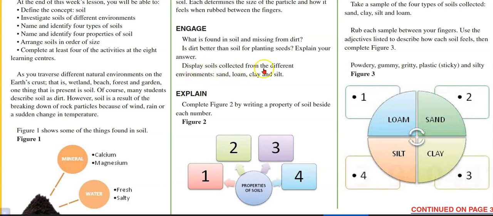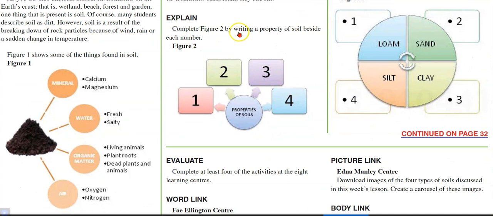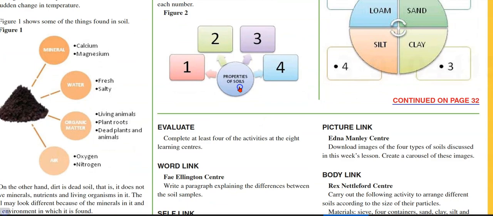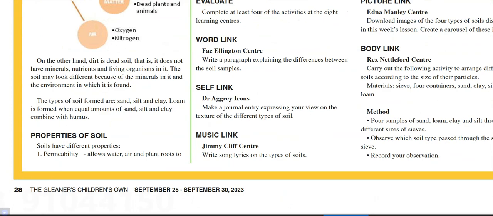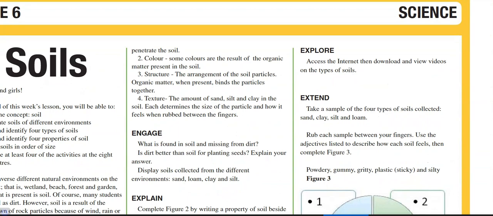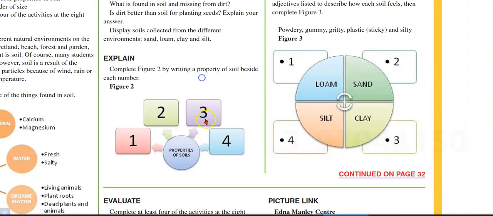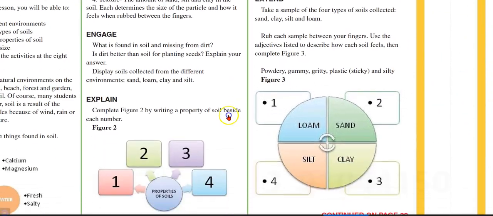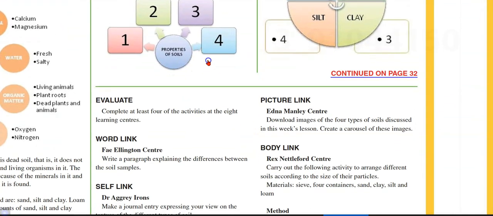Display soil collected from the different environments, that is sand, loam, clay, and silt. Let's go to the explain section. Complete figure 2 by writing a property of soil beside each number. So here, properties of soil. We can go back here and we have our properties of soil. So permeability is one, so we could write permeability. 2, color. Color is another one that we could write. Structure, yes. And we have texture as 4. So those are the things that you could fill in here.